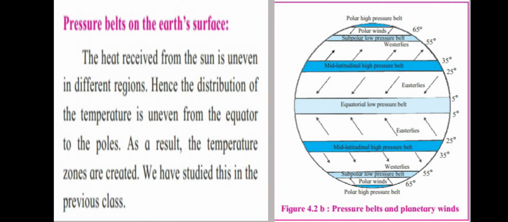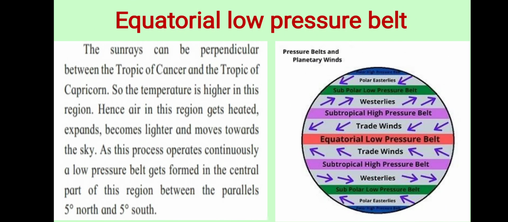Let's learn these pressure belts one by one. The first one is the equatorial low pressure belt. See in this figure, the equatorial low pressure belt is shown to you in saffron color. Are you able to see it at the center? This low pressure belt is formed in the central part of the earth near the equator. This region is situated between 5 degree north and 5 degree south, on both sides of the equator. These equatorial low pressure belts occur here.